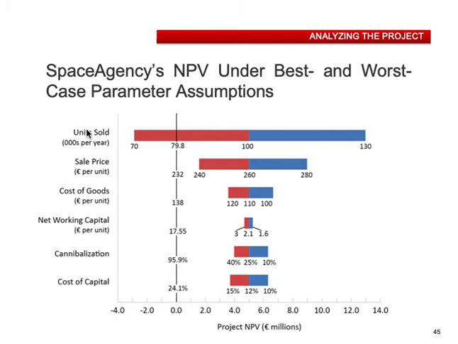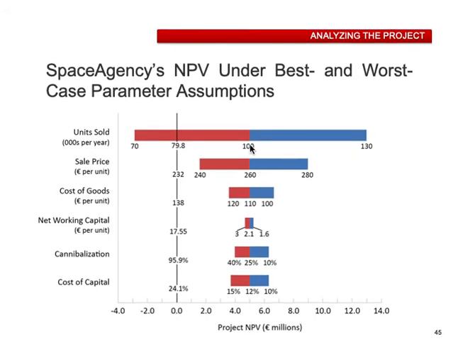What you can see here are all the inputs. We have units sold, sale price, cost of goods sold, net working capital, cannibalization, and cost of capital. And here we have the project's NPV. So if we look at our base case, you can see 100 units sold, 260, 110, working capital 2.1, 25% cannibalization, and cost of capital 12% gives us an NPV of about 5 million. This was considered our base case scenario.